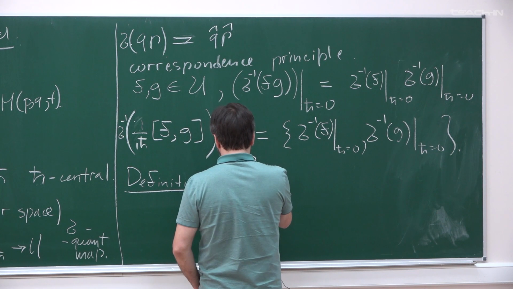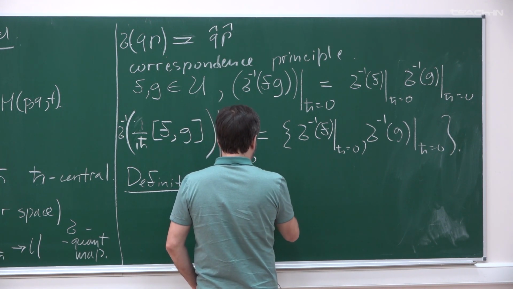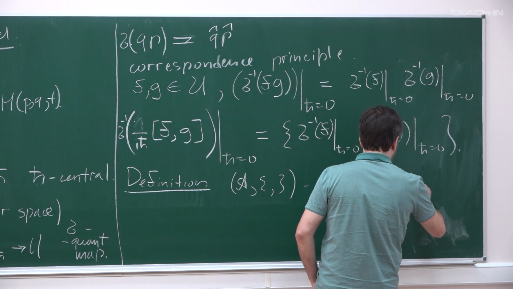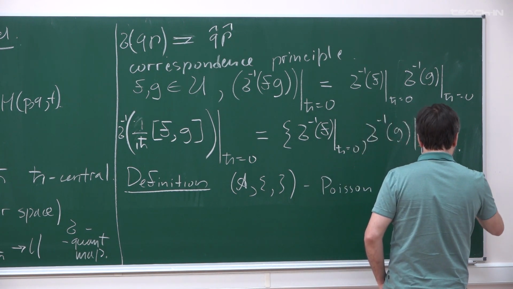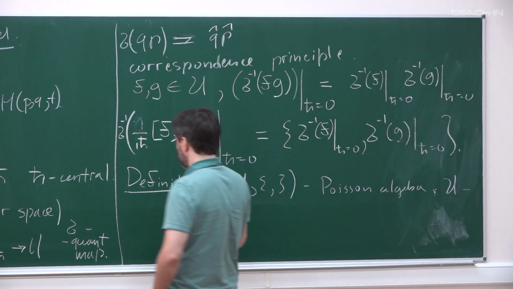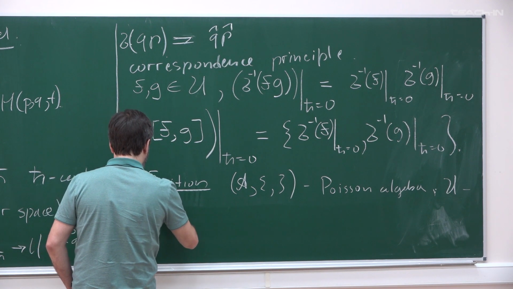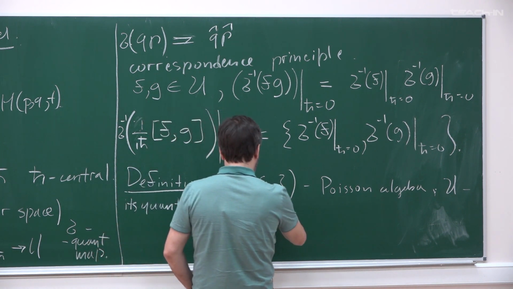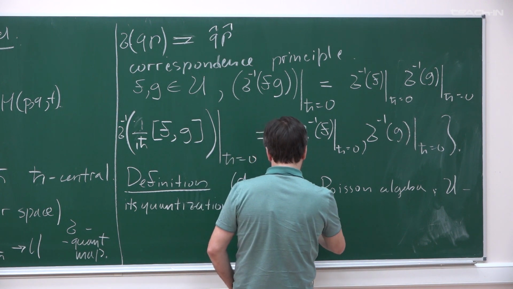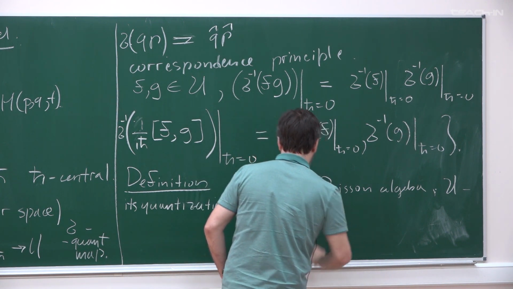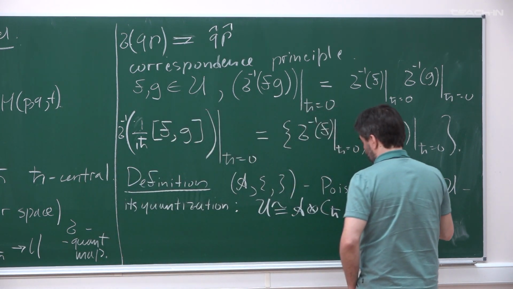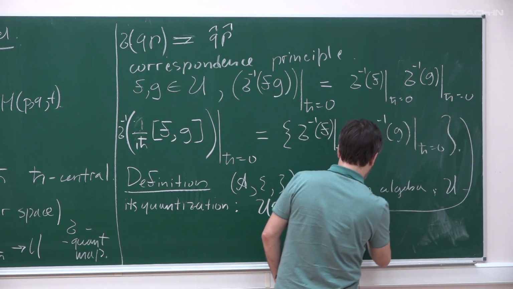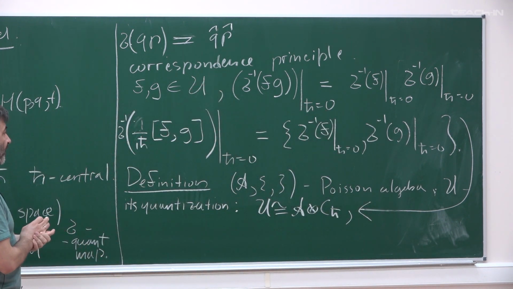Okay, so definition. If we have classical mechanics, which means a Poisson bracket, a Poisson algebra A, its quantization means that U is, as we mentioned, isomorphic to A tensor C[h bar], and then this correspondence principle holds. So in addition, we require this. And then we say that this is a quantization.